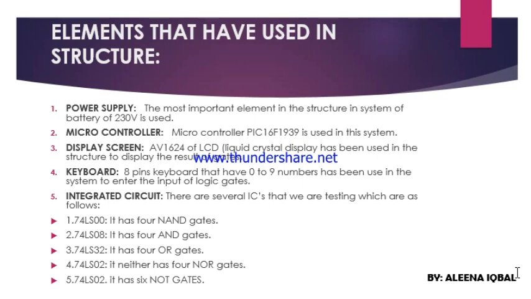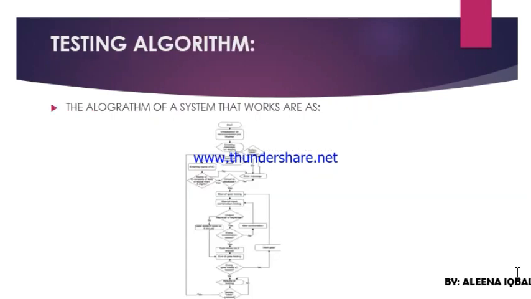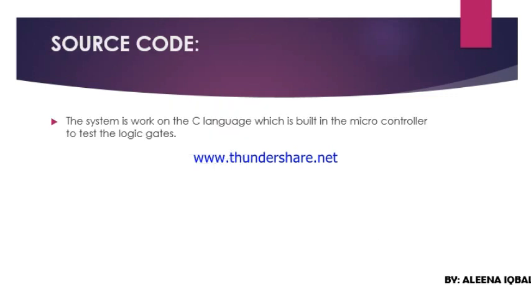Elements that we use in our structure. These are the elements which we are using in our device: power supply, microcontroller, display screen, keyboard, integrated circuit, which we discussed in our previous slide. Testing algorithm. These are the methods by which our device works. Moving towards our next slide. Source code. The system works on the C language which is built in the microcontroller to test the logic gates.